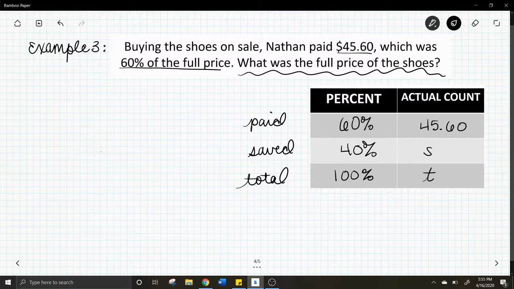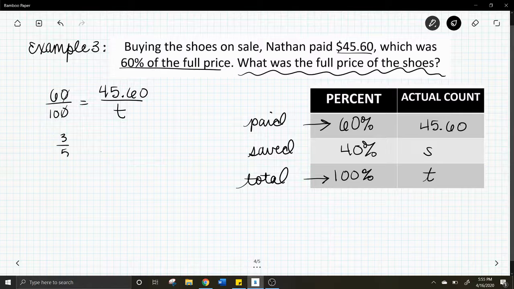So let's look at this. What rows are we going to use to help us find the information? Remember, we'll use the row that is complete, and we'll use the row that includes our missing information that we need. We need to know the full price. So let's set up our proportion. 60 over 100 equals $45.60 over our total. Okay, so before we do this, I'm going to reduce. So 6 over 10, and that can also reduce to 3 over 5.